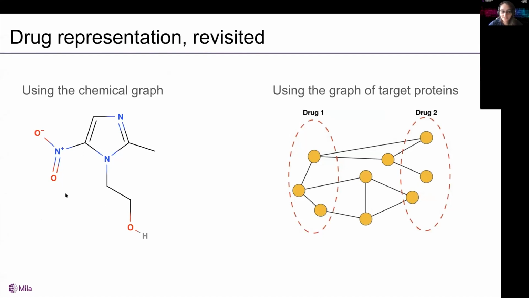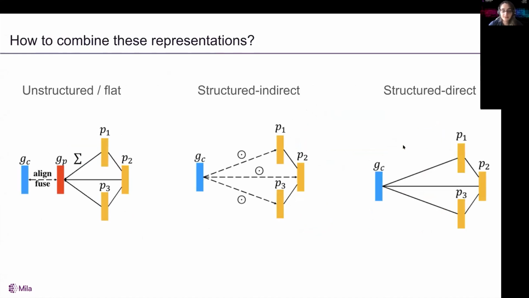We're going to use the chemical graph, where, as I was saying, the atoms are nodes and the bonds are edges. But now we're also looking at the target protein. What we know is that a drug is designed for a bunch of proteins which it is going to target. This is the group here, and this is the group for drug 2. In this work, we looked at the interactions between the drugs. GC represents the chemical graph, and Ps are the protein targets.